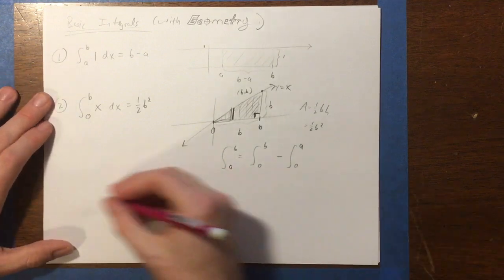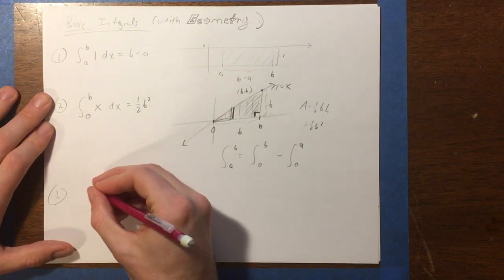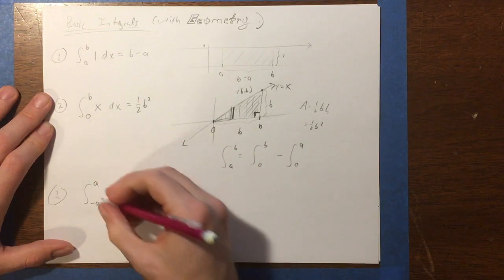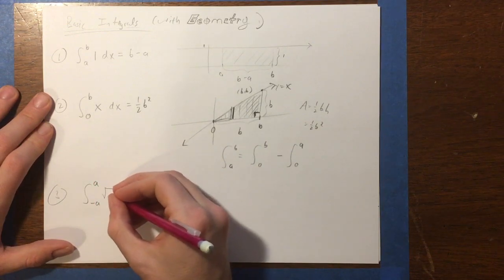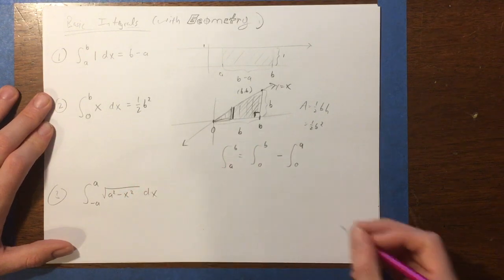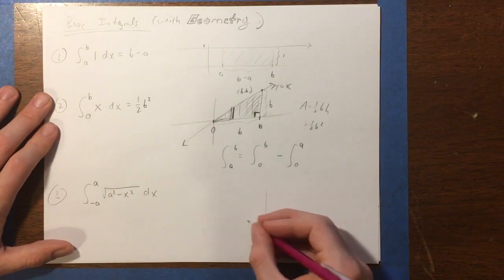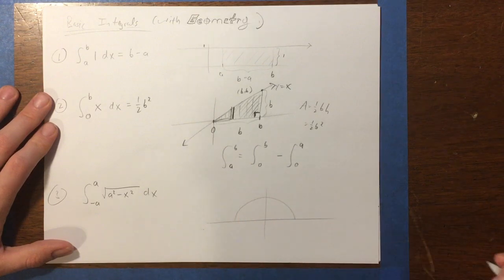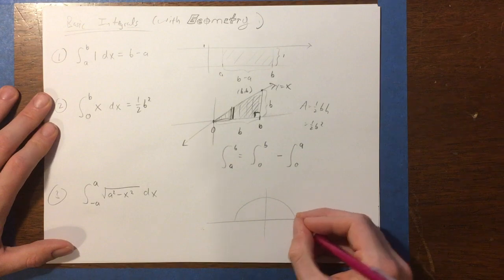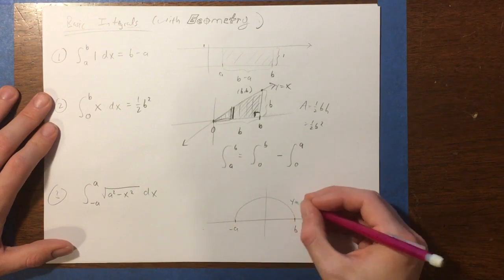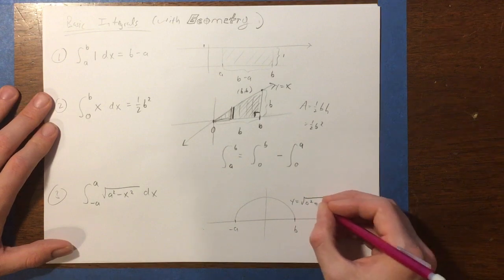So let's do one more. The third one, using geometry, is an integral from negative a to positive a of this wacky function, the square root of a squared minus x squared. Now, what is this all about? Well, the square root of a squared minus x squared gives us the upper half of a circle of radius a. So this is a circle of radius a from negative a to positive a, and this is y equals the square root of a squared minus x squared.